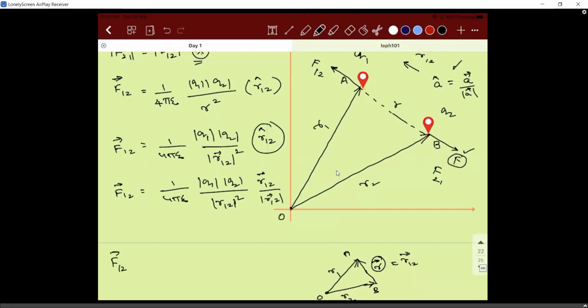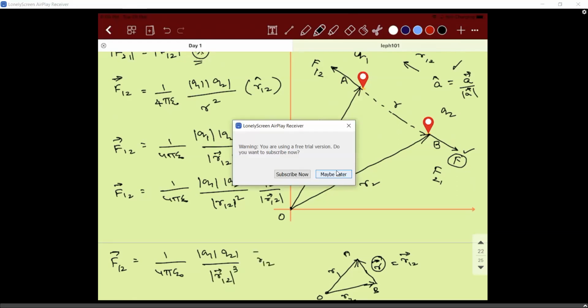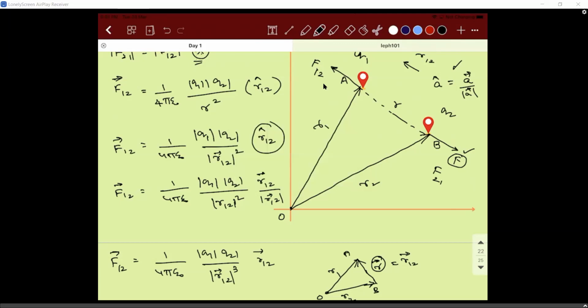So finally, what will you get? F12 vector is 1 divided by 4 pi epsilon naught into magnitude of Q1 into magnitude of Q2 divided by magnitude of R12 vector the whole cube into R12 vector. Am I right, guys? Those who are online, clear? Yes, sir.